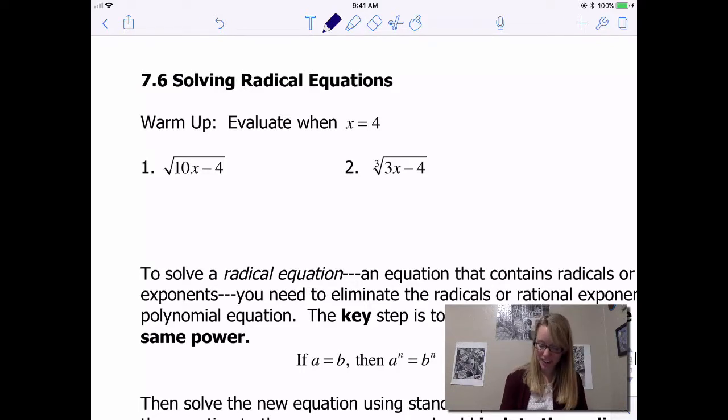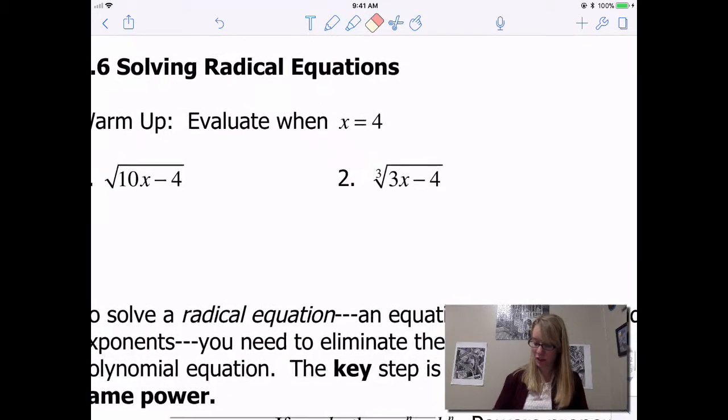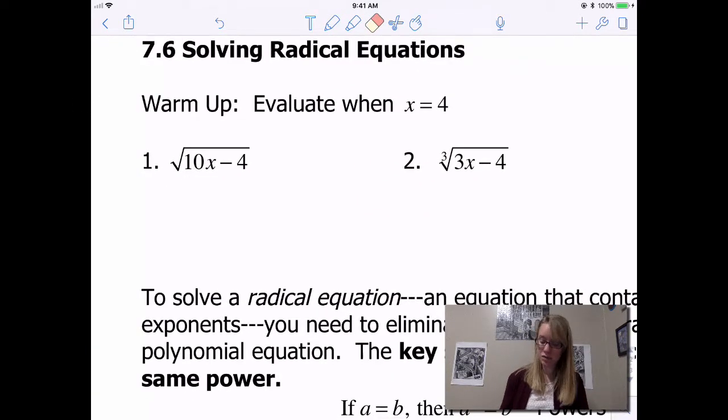This morning we're going to be talking about solving some radical equations. So we've already this year solved a whole bunch of different types of equations. Today we're doing anything that has a radical in it. So before we actually solve some equations, we're going to try just evaluating an expression that has a radical in it. Specifically, we're going to look at when x equals 4.